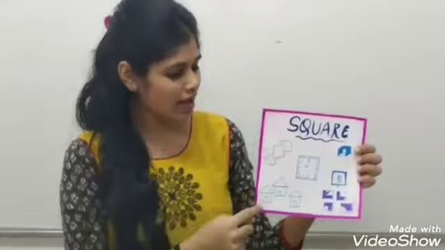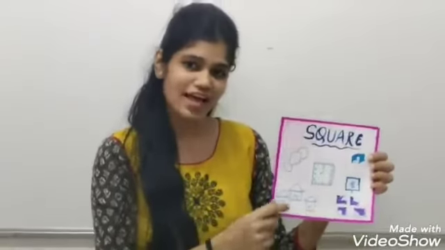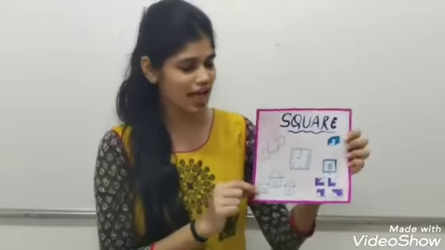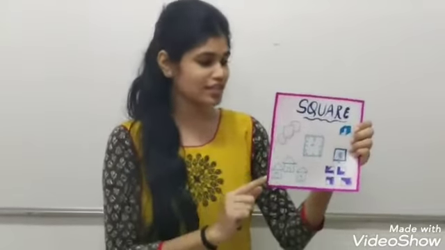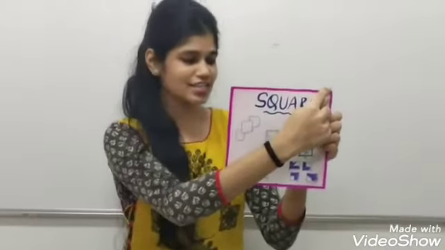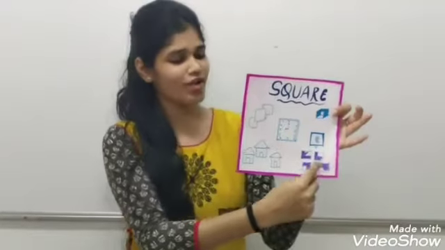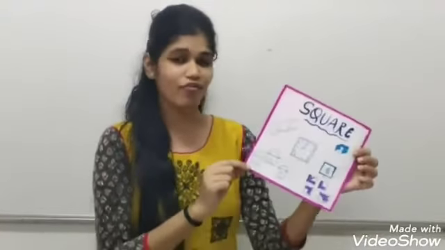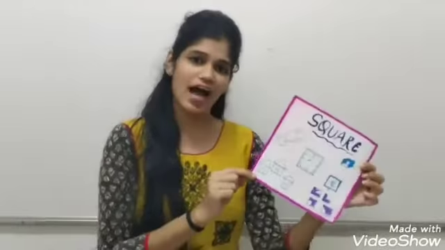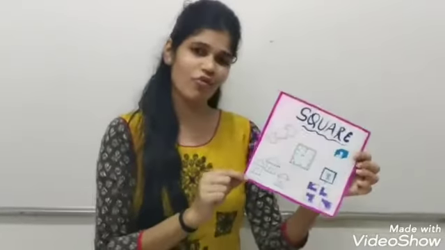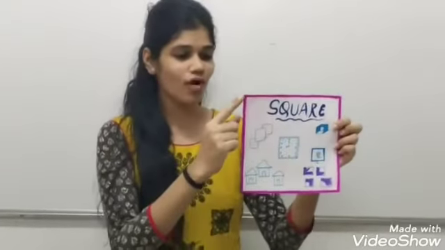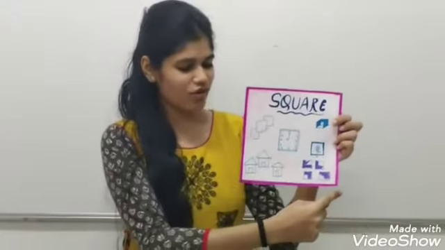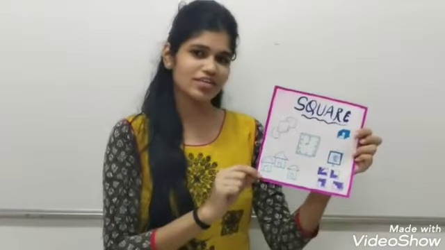I am a square. I have four sides. I am a square. I have four sides. One side, two side, three side, four side. I am a square. I have four corners. I am a square. I have four corners. One corner, two corner, three corner, four corner.